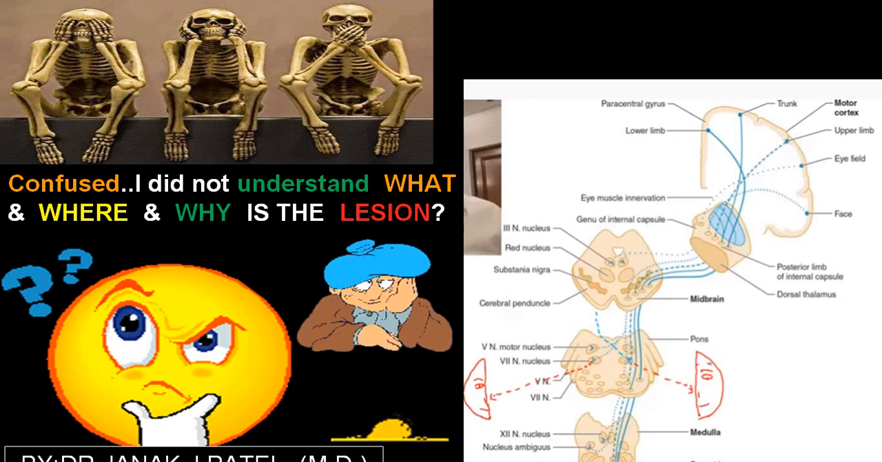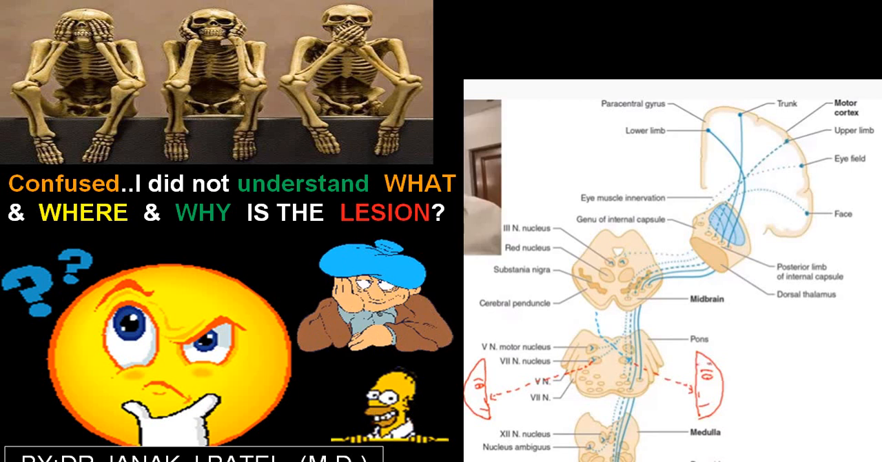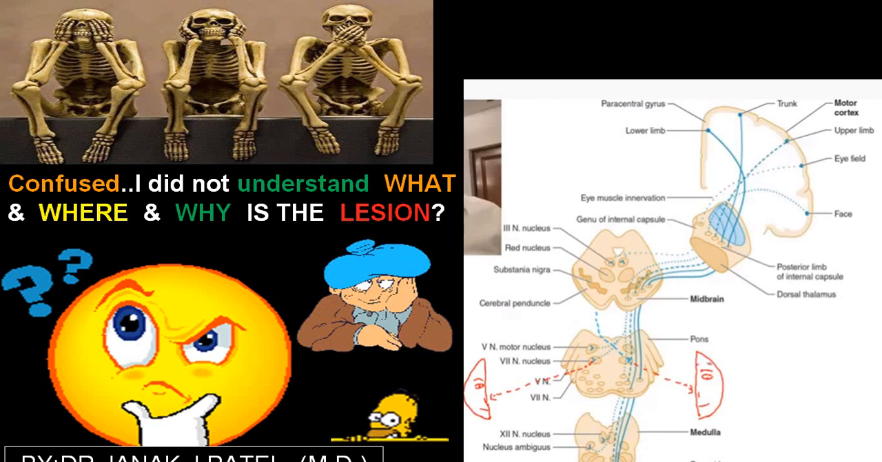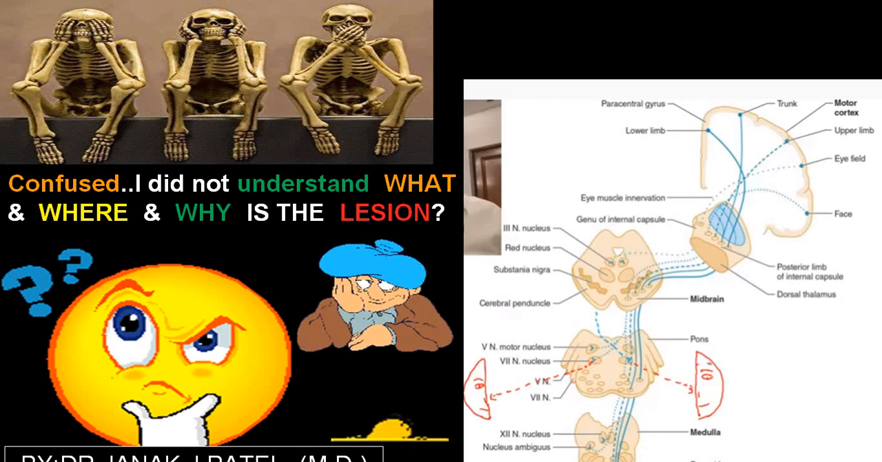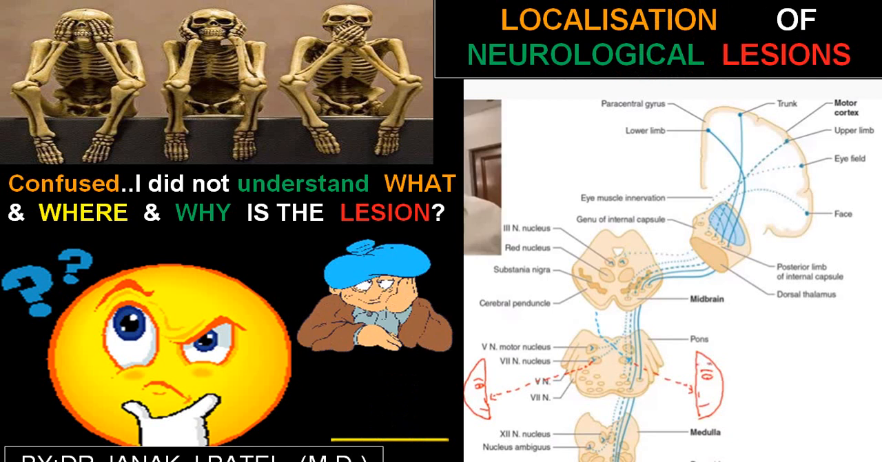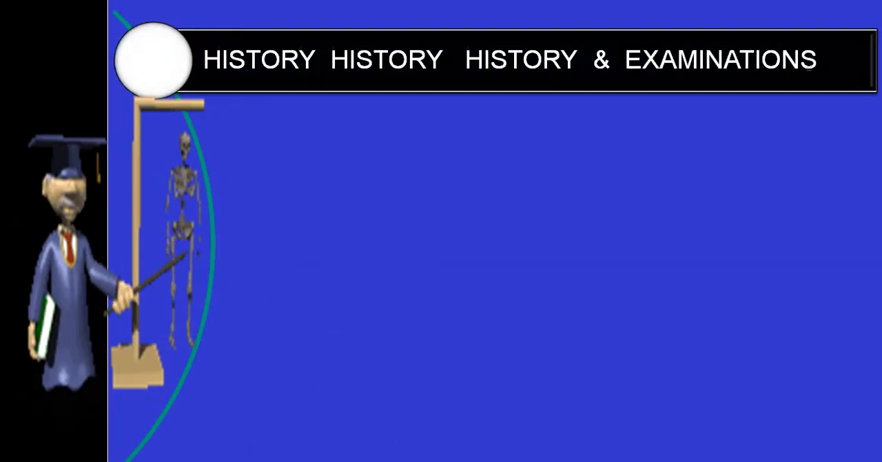In continuity with the previous lecture series regarding CNS examination and neurological topics, today we'll be discussing localization of the lesion when there is a stroke. So, localization of a neurological lesion in a person with a stroke.